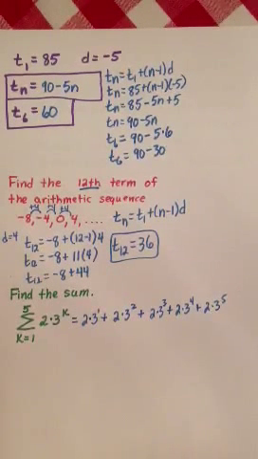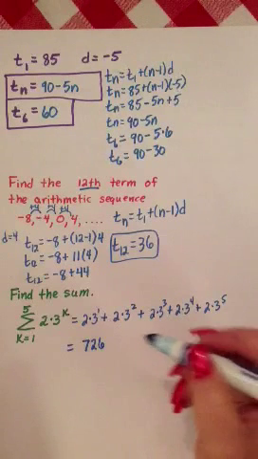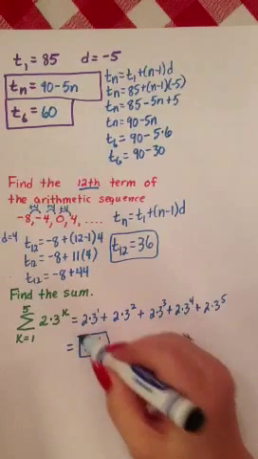Let me make sure I have it all typed in right. 2 times 3 squared, 2 times 3 to the third, 2 times 3 to the fourth. I think we did it correctly. And so the answer that I get is, this is equal to 726. So that would be your answer.